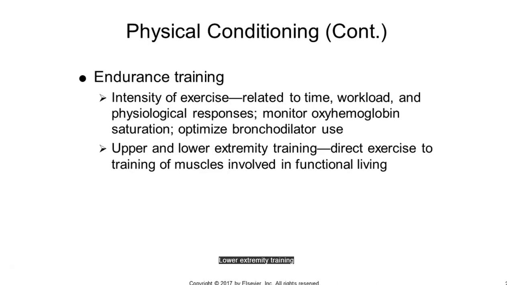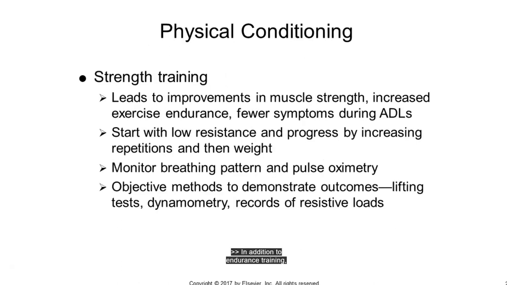Lower extremity training incorporates walking, stationary cycling, biking, stair climbing, or aquatic therapy. Since these use large muscle groups, these exercises dramatically increase exercise tolerance in COPD and other respiratory diseases. In addition to endurance training, strength training is beneficial for patients with chronic respiratory diseases. Lower extremity training may include cycling, stair climbing, bench stepping, and walking. It should be started with low resistance and progressed with increasing repetitions before adding more weight.